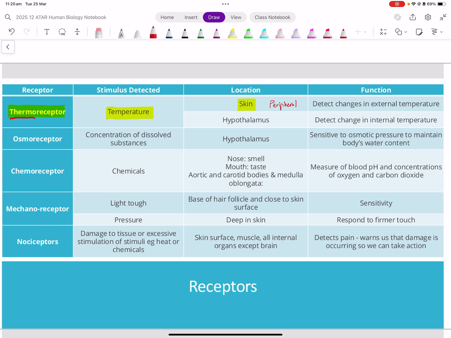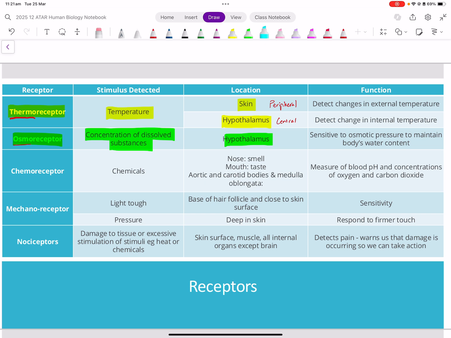The hypothalamus, on the other hand, detects changes in the internal temperature, and so we refer to these thermoreceptors as central thermoreceptors. The next kind of receptor that we're going to look at is an osmoreceptor. Now you'll notice that all of these words end in the word receptor, so it's really just important that we pay attention to the prefix. So, osmo. With osmoreceptors, we are talking about detecting changes in the concentration of different dissolved substances, and this goes via the hypothalamus. This is really to help us maintain our osmotic pressure. And by maintaining our osmotic pressure, we are maintaining our body's ability to balance its own water content.